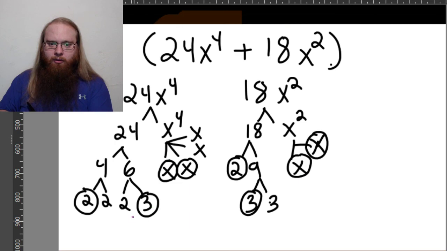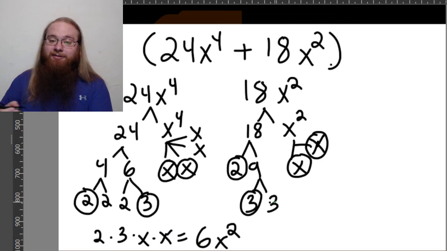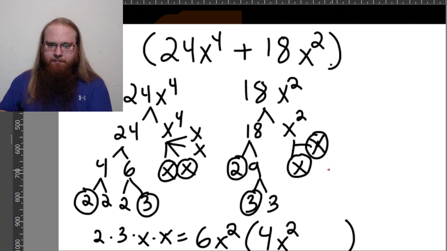So what we're going to have is 2 times 3 times x, which is going to give us our GCF of 6x squared. Now that's going to go on the outside of the parentheses. So on the inside of the parentheses, we're going to have what's left. So over here, we have 2 times x, which is 4x squared. On this side, all that's left is a 3, so we're just going to write plus 3. And that is our final answer here.